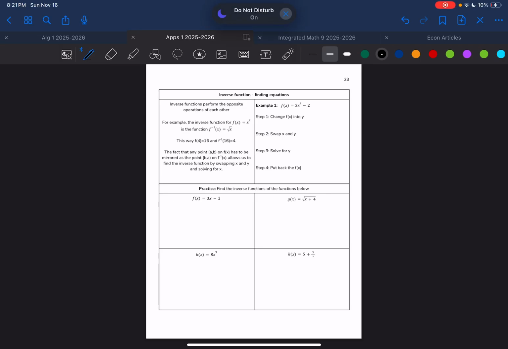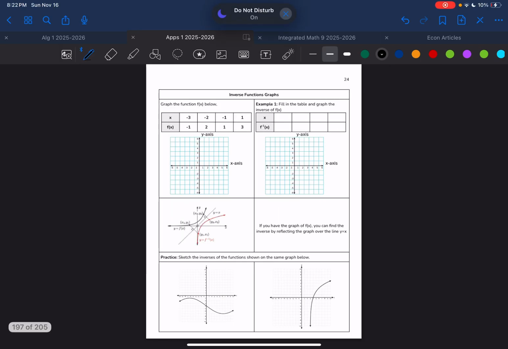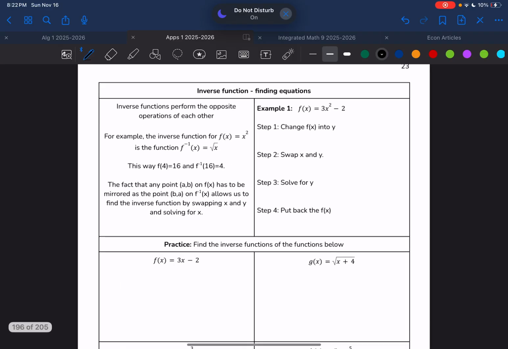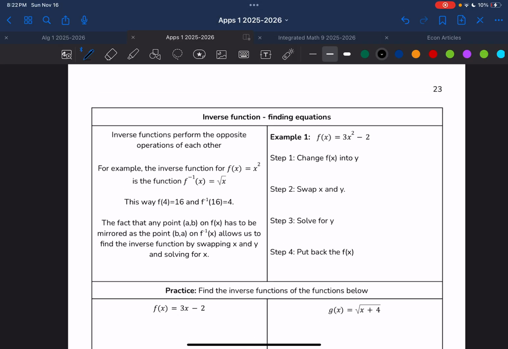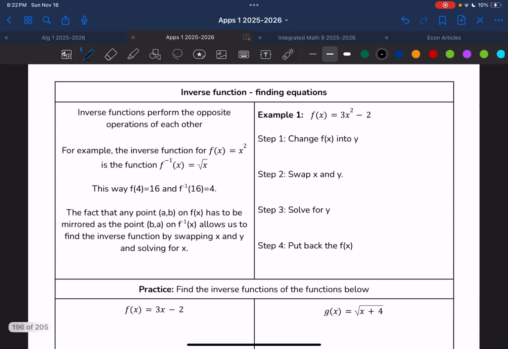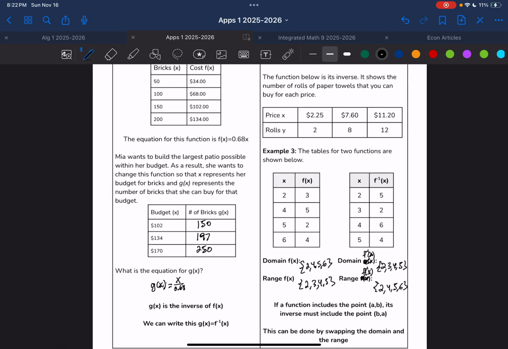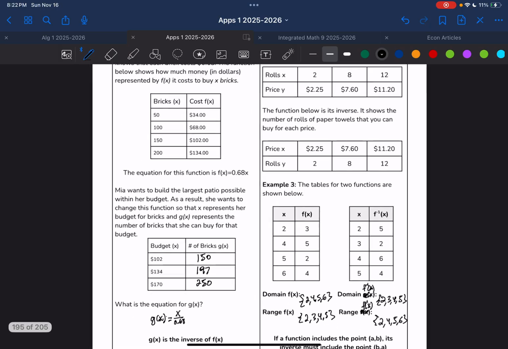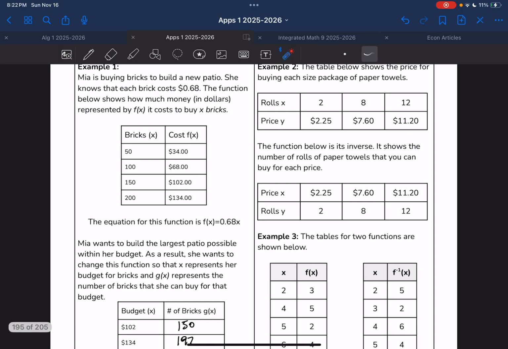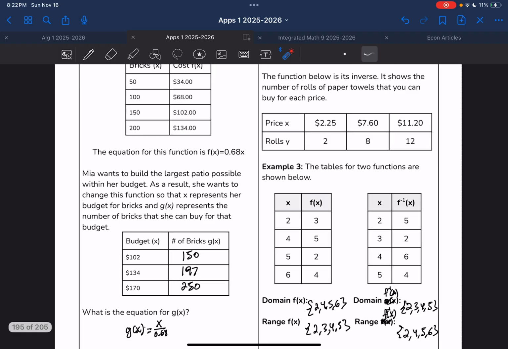Alright, so in this video I'm going to be talking through pages 23 and 24 in the notes packet. This is where we are getting a little bit more in depth with inverse functions. So remember that for inverse functions, it's representing the same relationship, but going in the opposite order. So for example, in this example here, where we're starting with the number of bricks, trying to figure out the cost, we multiply by the cost of each brick.